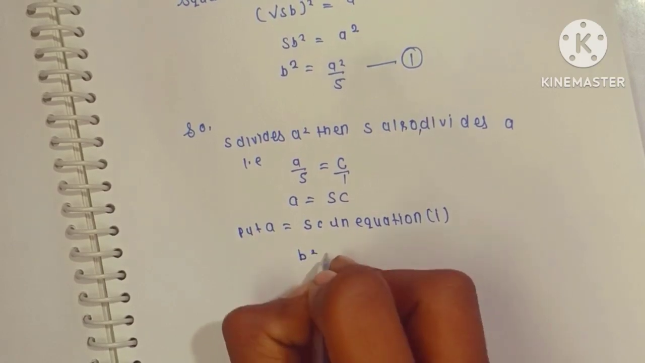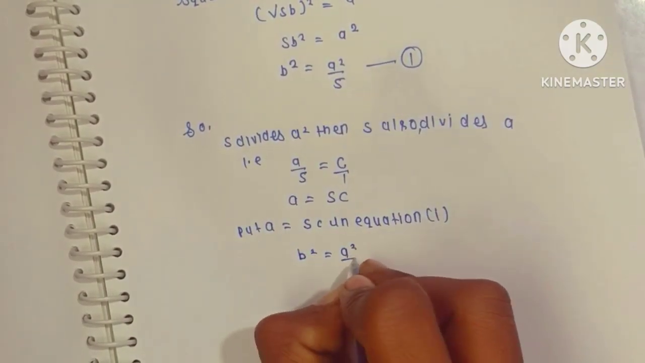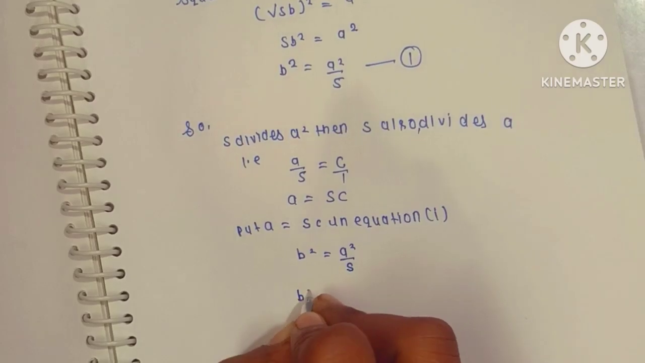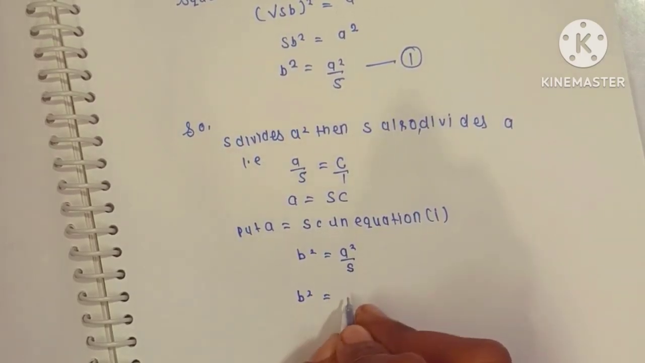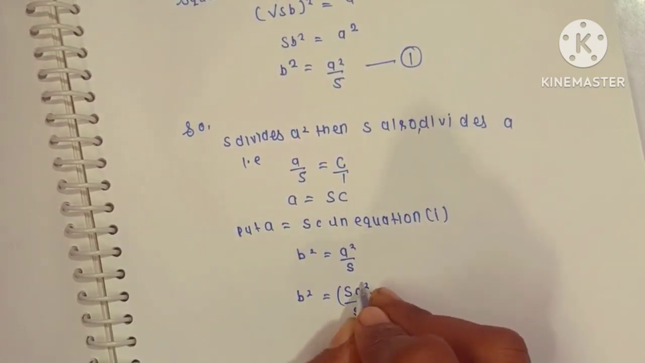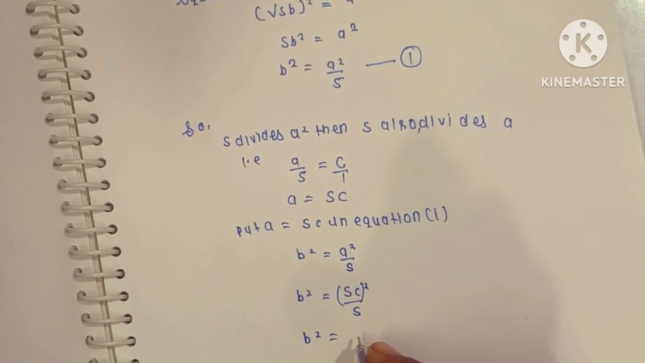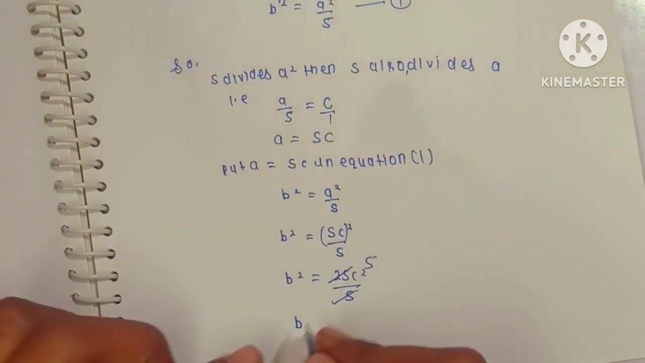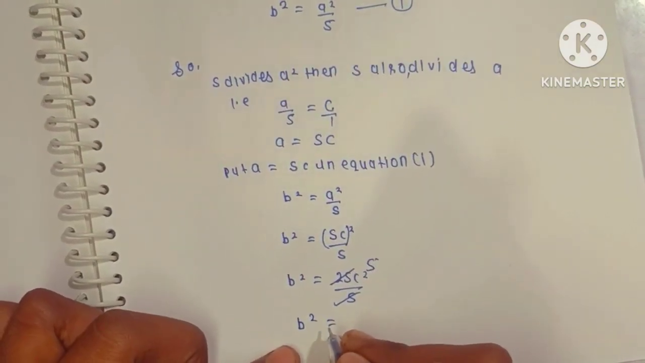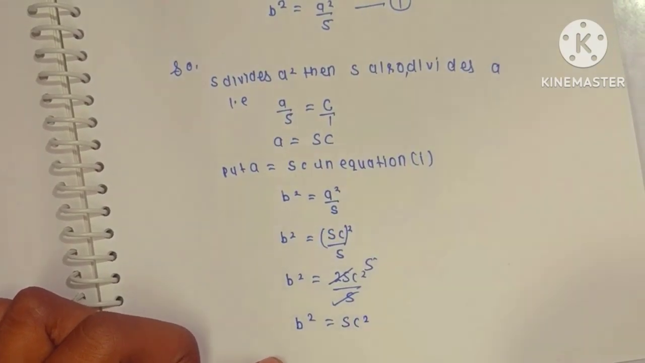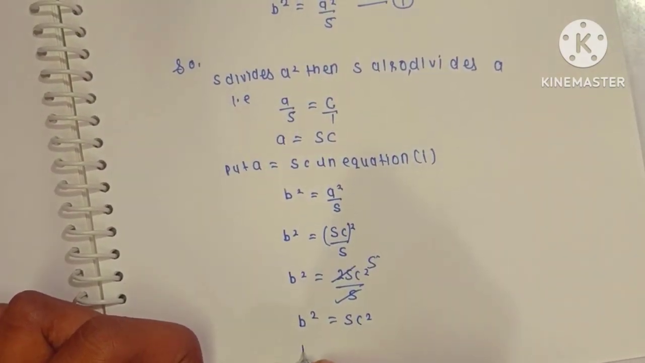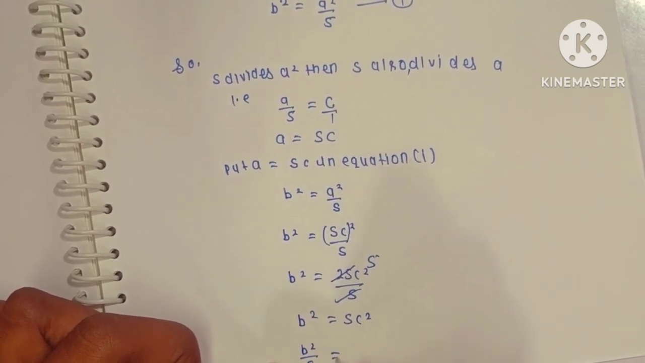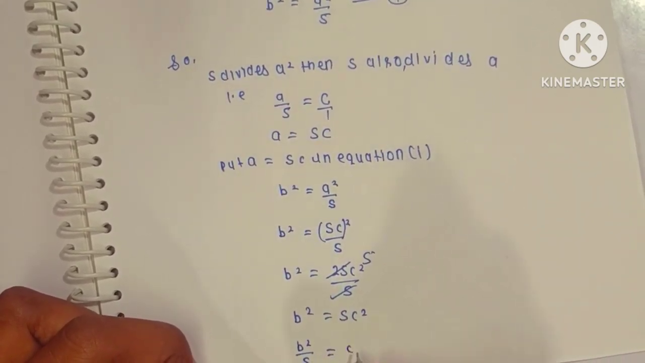b square is equal to a square upon 5. b square is equal to (5c) whole square upon 5. b square is equal to 25c square upon 5. 5 into 5 is 25. b square is equal to 5c square. So b square upon 5 is equal to c square.